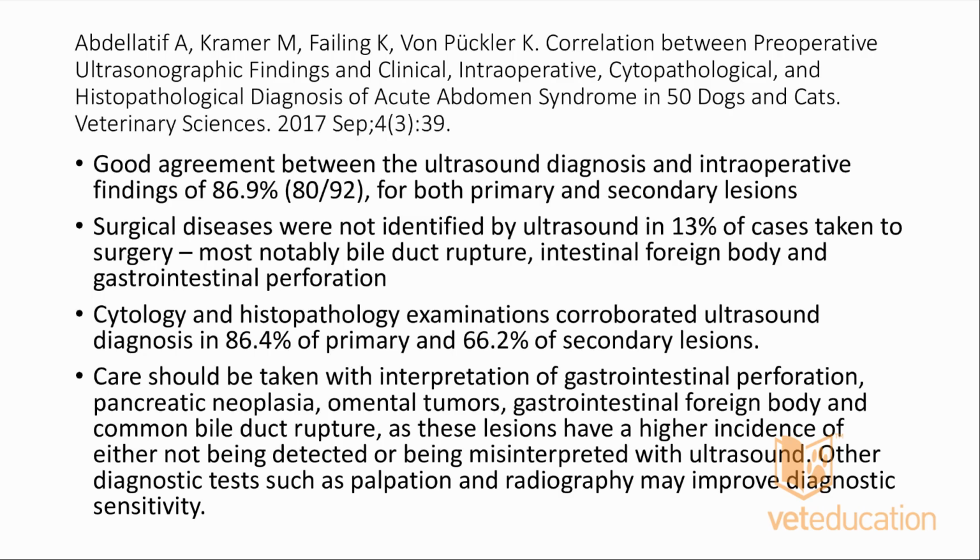So their summary was that care should be taken when interpreting gastrointestinal perforation, pancreatic neoplasia, omental tumors, and gastrointestinal foreign body and bile duct rupture, as these had a higher incidence of either not being detected or being misinterpreted with ultrasound. So we'll go through that again. GI perforation, pancreatic neoplasias, omental tumors, GI foreign bodies, and bile duct rupture. Ultrasound has a much lower sensitivity for detecting these.